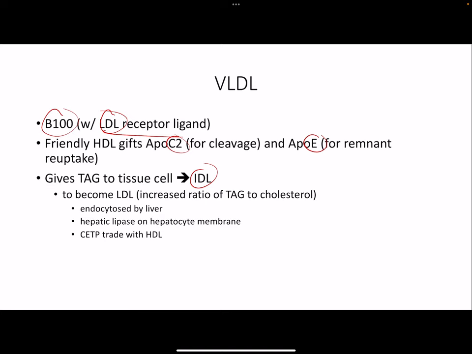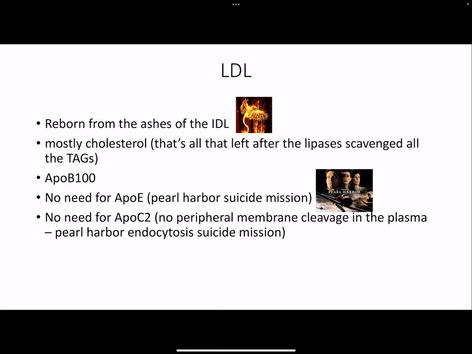And then it becomes IDL, and we just said there's a couple different ways, mainly just going to the liver with the help of this APOE to become an LDL. LDL is reborn from the ashes of the IDL, which is just a VLDL remnant. It's mostly just cholesterol, that's all. ApoB100, meaning it has the LDL receptor ligand, because it's the LDL. Its job is to go on this suicide mission where it says, I'm not coming home, boys.